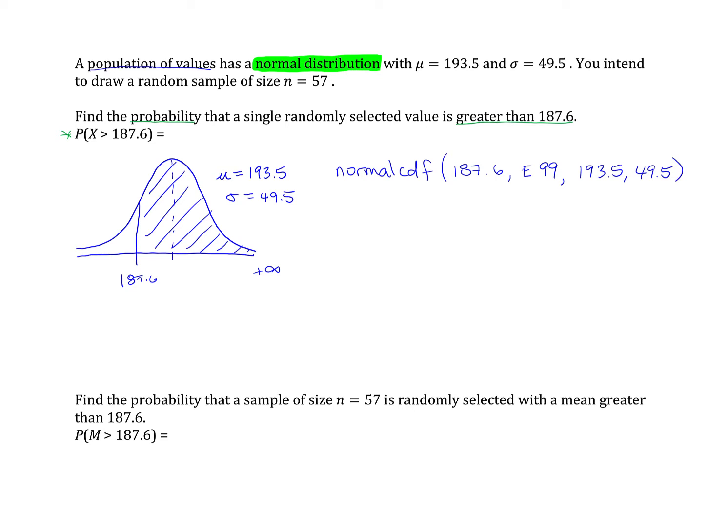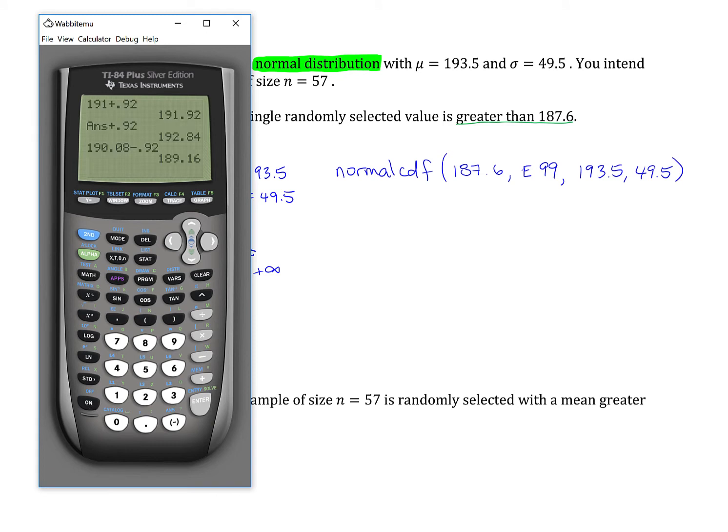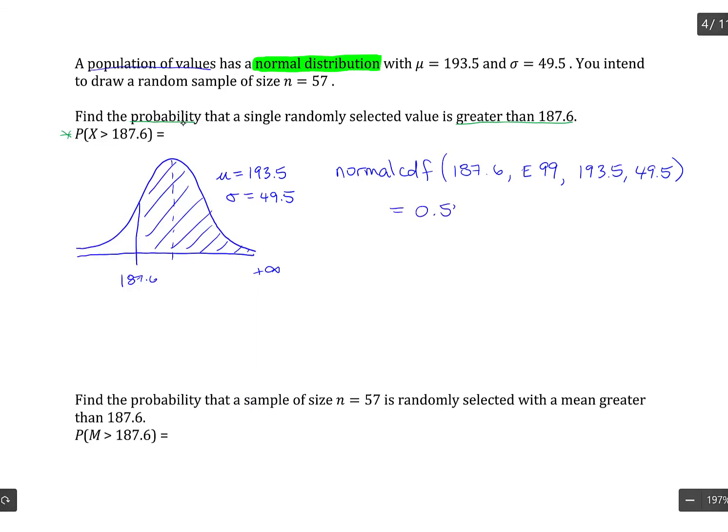Now, if I use the calculator to find this probability, then I would go to second distributions. So the second and vars key gives me the distributions menu. Come down to Normalcdf and give it the 4 inputs that I've come up with. So 187.6, comma, then second and comma gives me the e, and then I can do E99 for infinity, 193.5, and 49.5. So that gives me 0.5474. So that is the probability that a value is greater than 187.6.